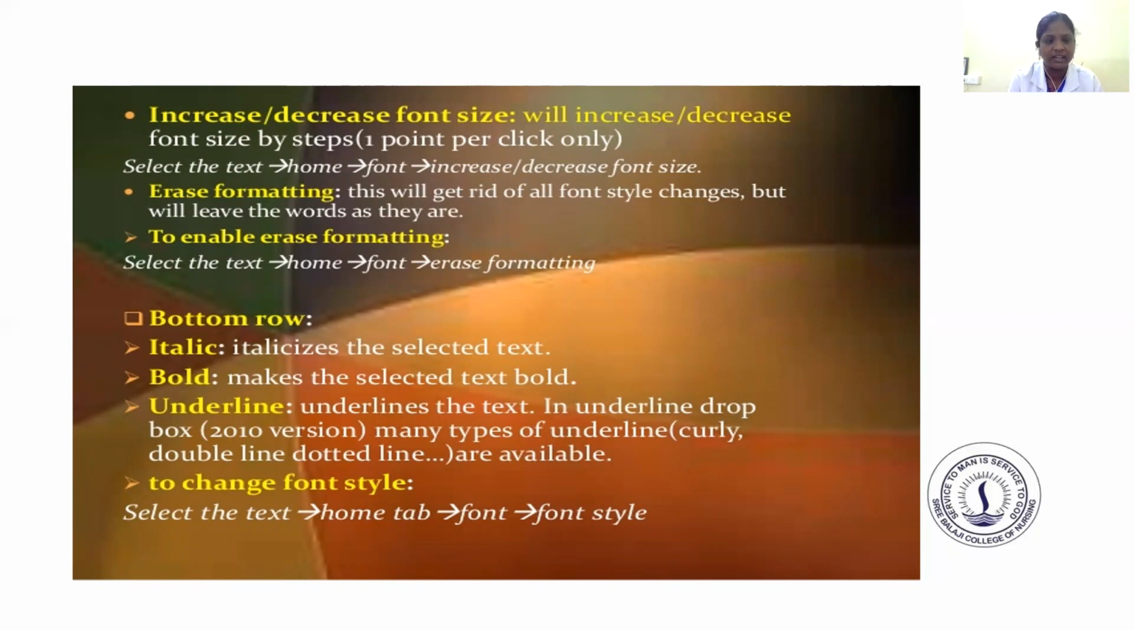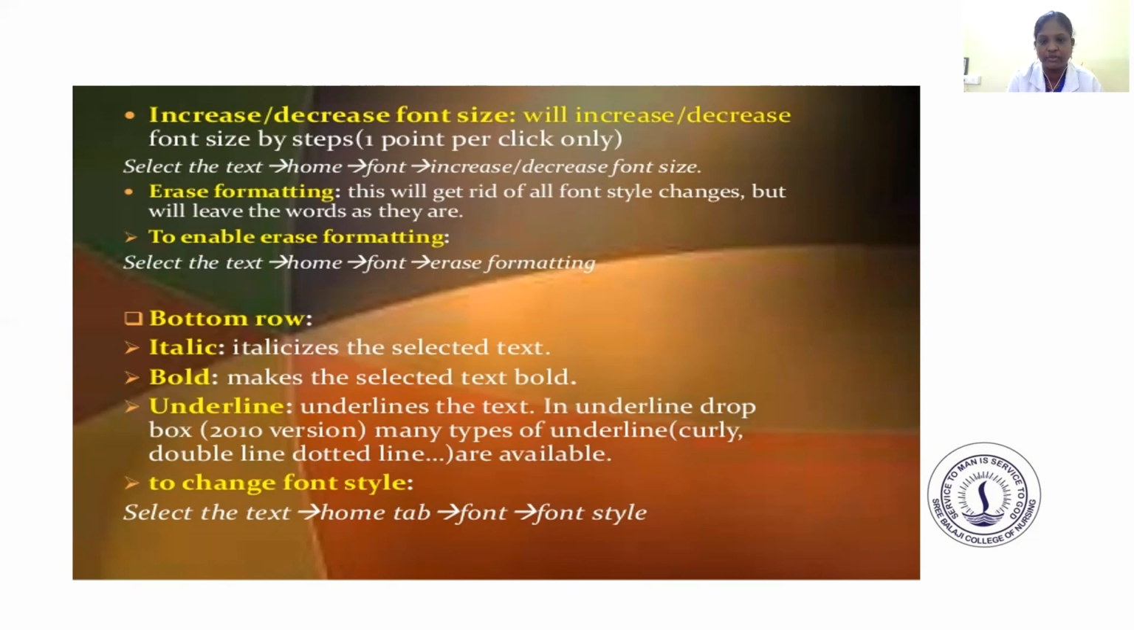And here the next one is the bottom row. What are the bottom row options? That is the italic, bold, underline to change font style. Italic italicizes the selected text. The next one is bold, which makes the selected text bold. Underline the text. In the underline drop box, many types of underline are available in the 2010 version.